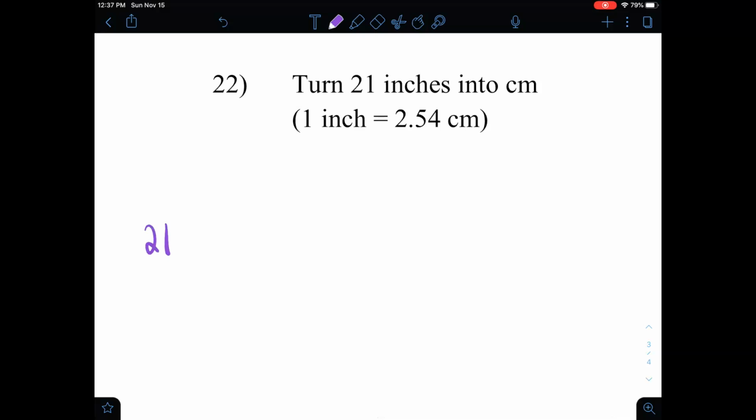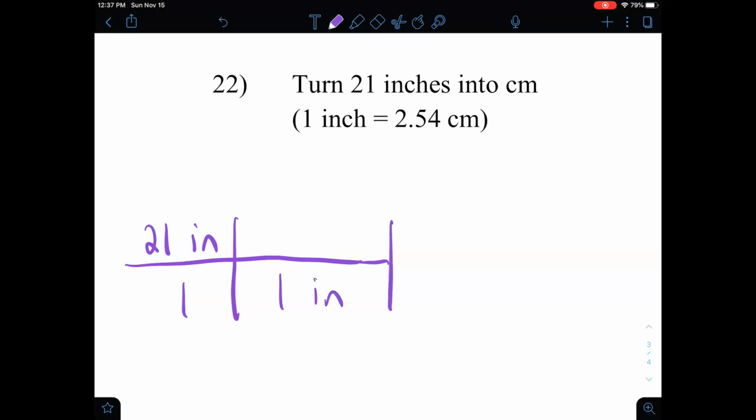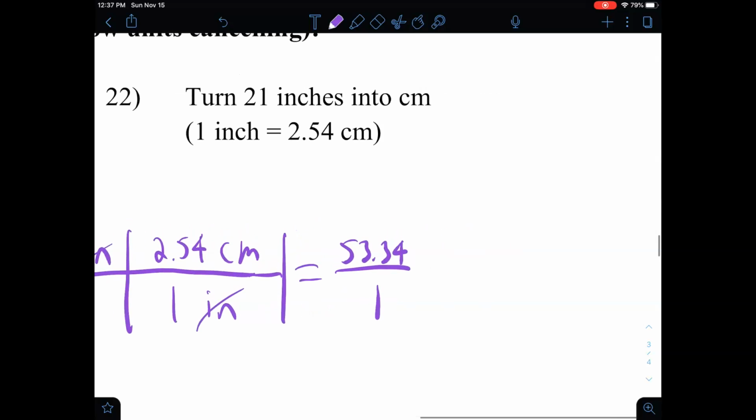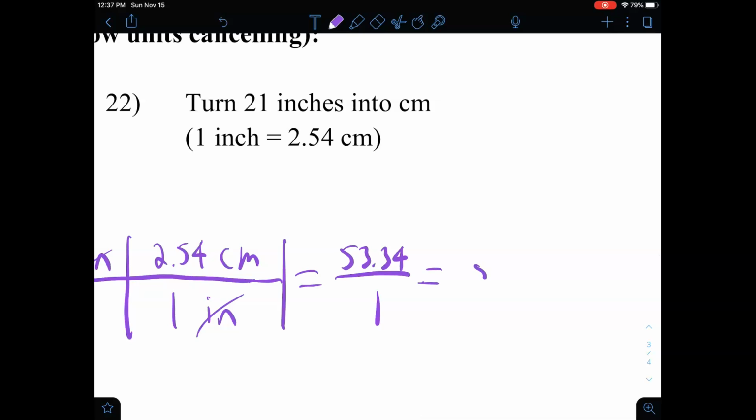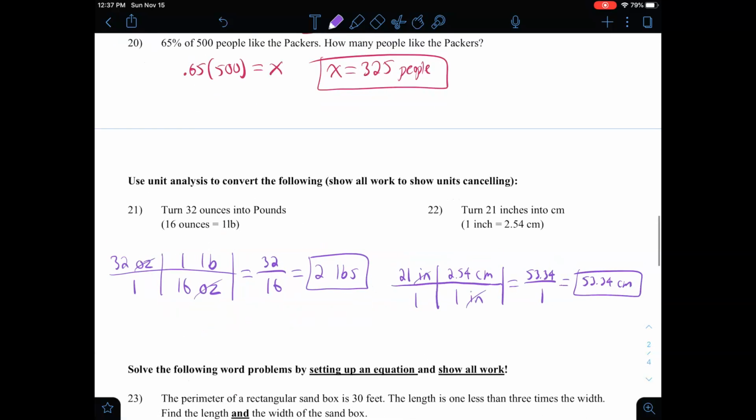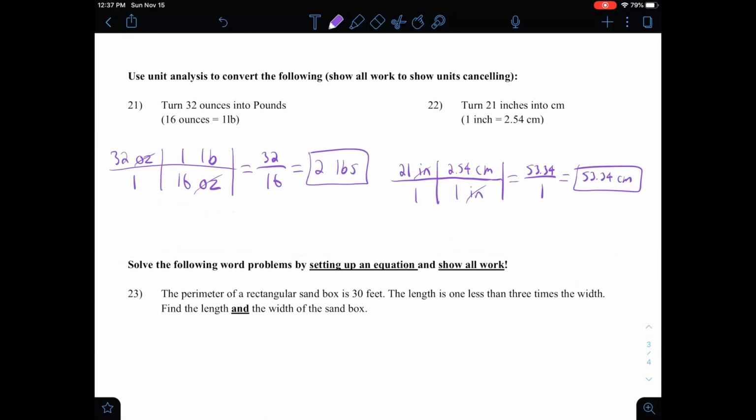Number 22, turn 21 inches into centimeters. So it's only 1 unit we're converting, so 21 inches over 1. And then we're going to put, now we want to cancel inches and go into centimeters, so I'm going to put inches on the top or the bottom. I'm going to put inches on the bottom, and I'm going to put 2.54 centimeters on top. Inches are going to cancel. Multiply straight across the top, which is going to be 53.34 over 1, which equals 53.34 centimeters. All right, easy as that.